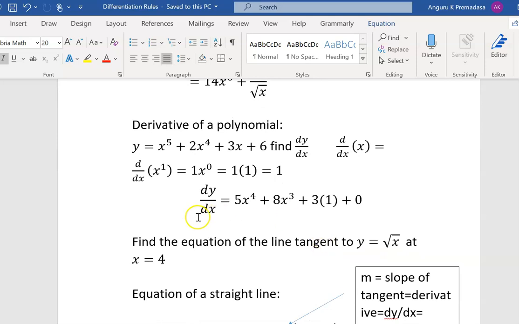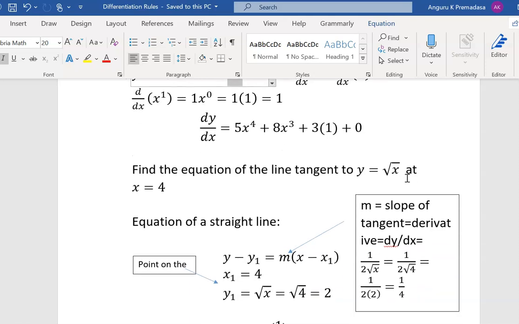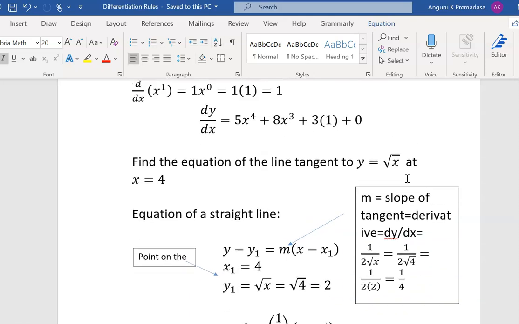Let's take another example. So if you take this one and you want to find the derivative, there are several pieces. Take one by one. The first piece is a polynomial, right? Okay, so the first piece is 5x to the 4. Second piece is 2 times x to the 4, which is 4x to the 3, so it's 8x to the 3. And for 3x, the derivative is just 3, and the derivative of 6 is just 0. So 5x to the 4 plus 8x to the 3 plus 3 plus 0. Right, okay, so that is the derivative.